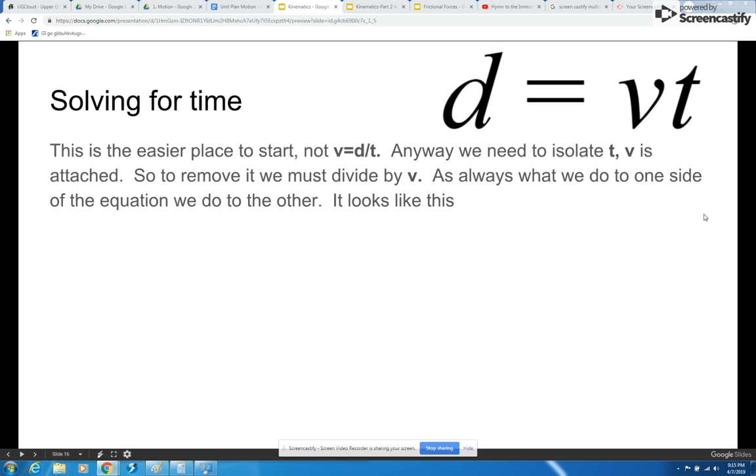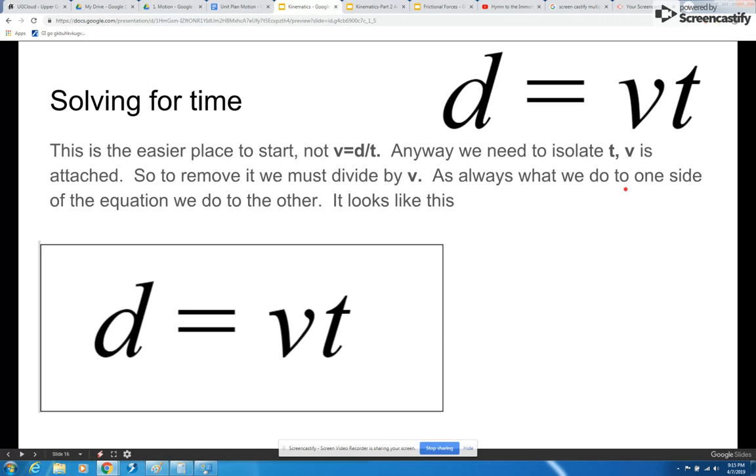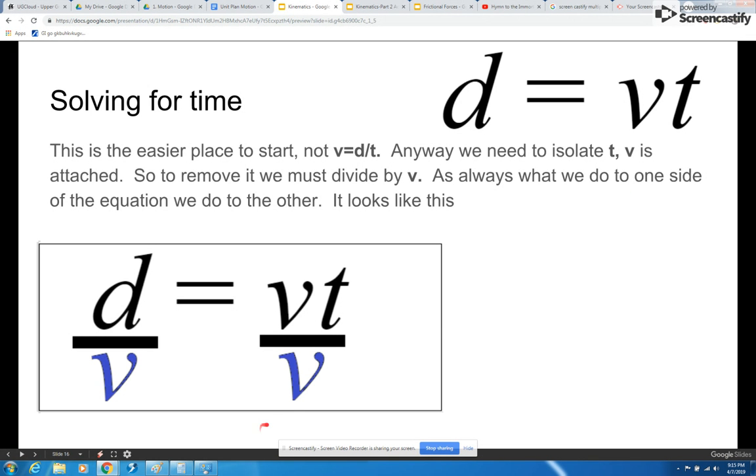We're going to solve for time now. The easiest place to start is with the formula rearranged like this, not as v is equal to d over time. The reason is it'll be a lot quicker. We need to isolate time by itself, which means getting rid of v, and the simplest way to do that is to divide both sides by speed.